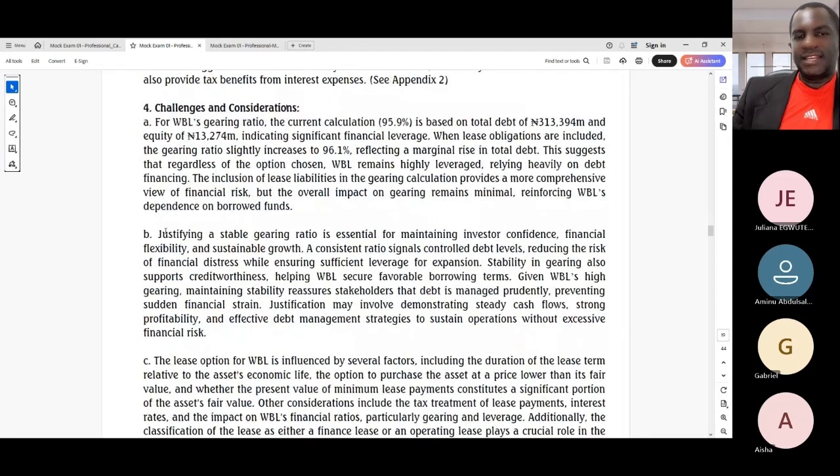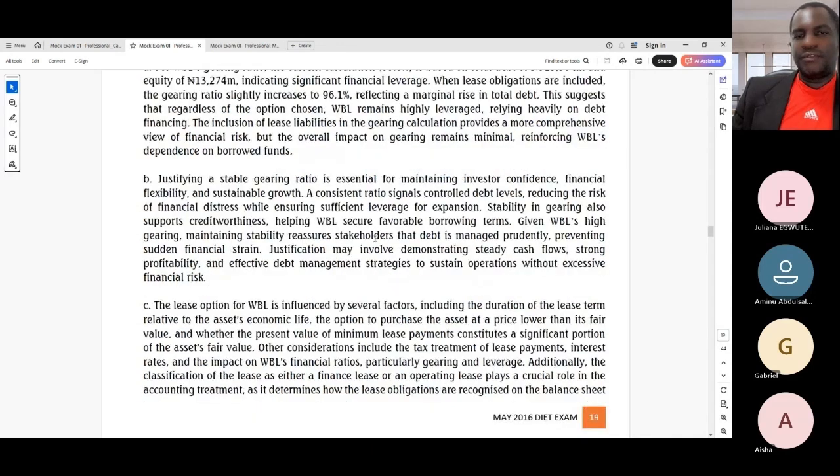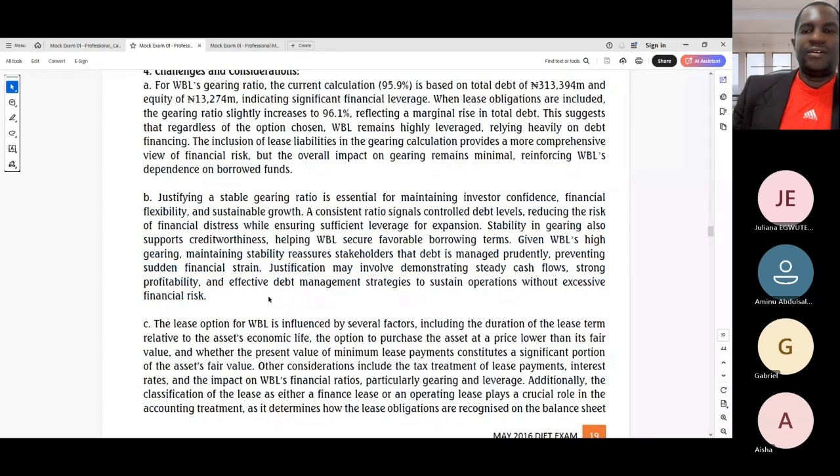The second point is justifying a stable gearing is essential for maintaining investor confidence. Now you're not even bringing any figures or numbers here. We're just talking about the gearing generally and the challenges or the considerations inherent in them. So looking at the stability in gearing also supports creditworthiness, helping Wonder Bank secure favorable borrowing terms. Given Wonder Bank's high gearing, maintaining stability reassures stakeholders that debt is managed prudently, preventing sudden financial strain.